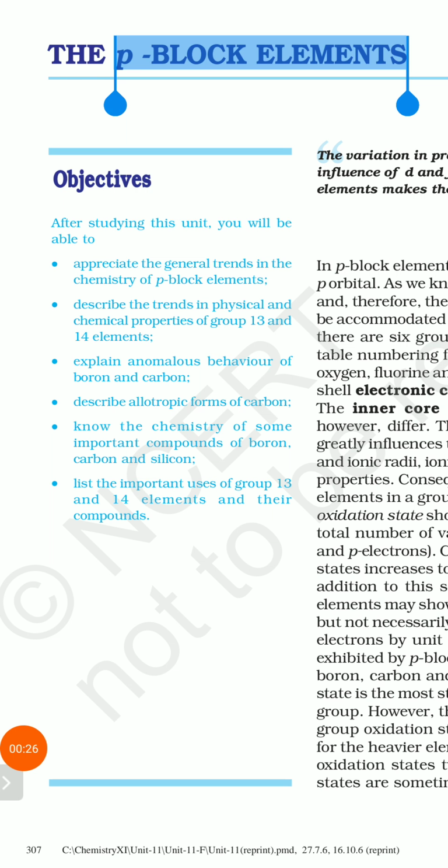Where the P block elements are present, what are the major general trends, that means physical properties, what properties they exhibit, what are the oxidation states, and what are the periodic properties: what is ionization energy, what is atomic size, what about electronegative nature, electropositive nature, and non-metallic character. All these general trends you are going to learn. Next one is physical and chemical properties.